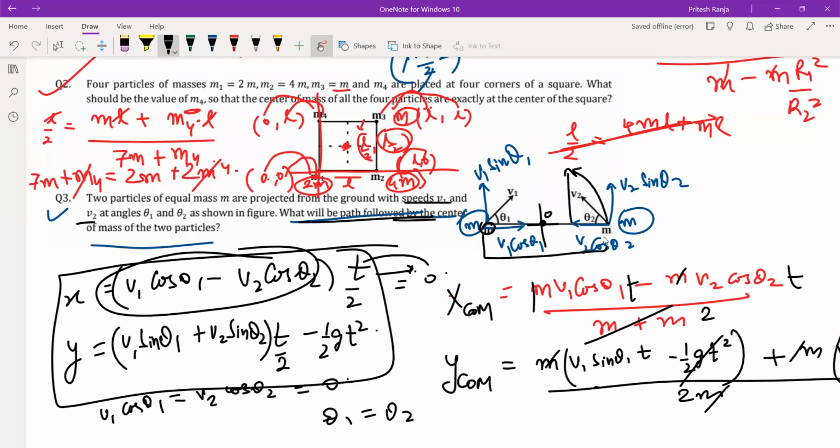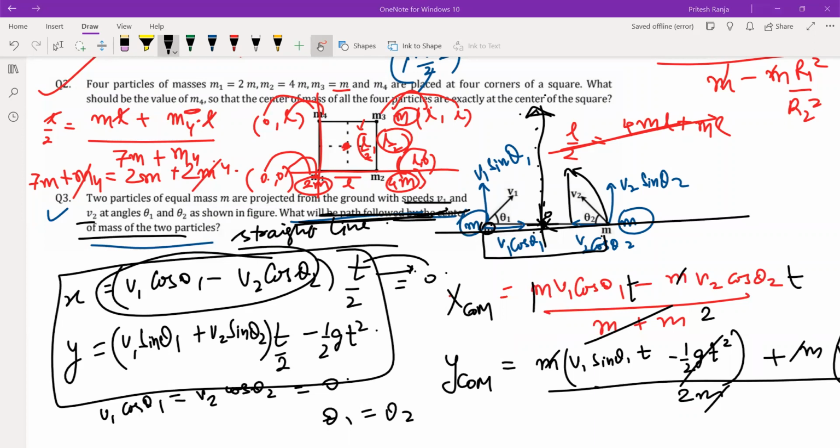These were having equal masses. Center of mass कहाँ होगा? X कोऑर्डिनेट में सेंटर पे होगा and y कोऑर्डिनेट पे कहाँ होगा? It will be along this vertical line. So what will be the path followed by the center of mass? It will be straight line. So the center of mass will move in a straight line in a vertically up direction.